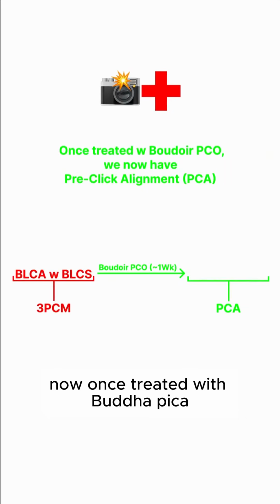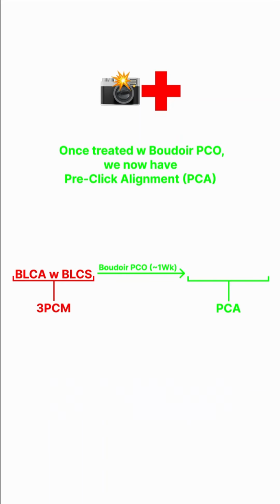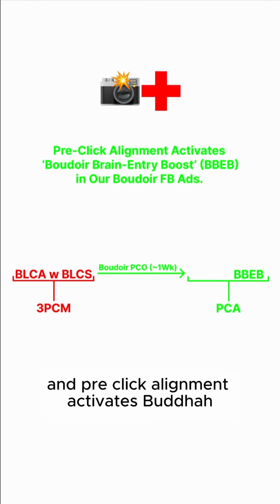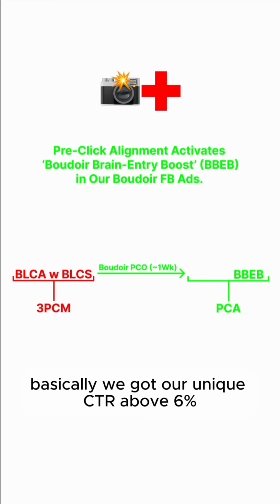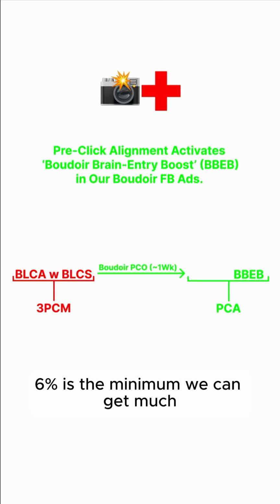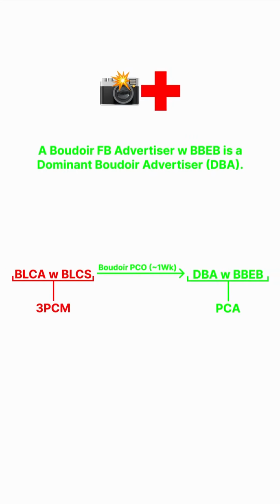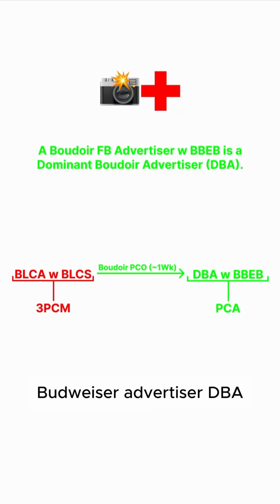Now, once treated with Boudoir Pico, we now have pre-click alignment, PCA. So we've gotten rid of the 3 pre-click mistakes. We now have pre-click alignment, and pre-click alignment activates Boudoir brain entry boost in our Boudoir Facebook ads. Basically, we got our unique CTR above 6%. That's where we need to be. That's literally the minimum. 6% is the minimum. We can get higher than that, but we need 6% as a minimum. And a Boudoir Facebook advertiser with Boudoir brain entry boost is a dominant Boudoir advertiser, DBA.